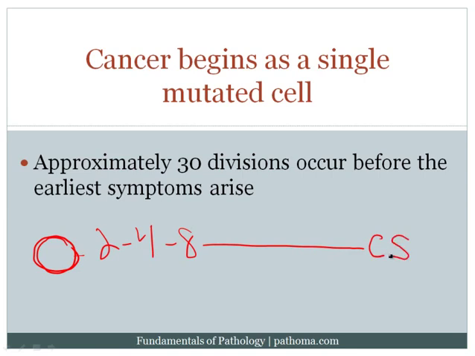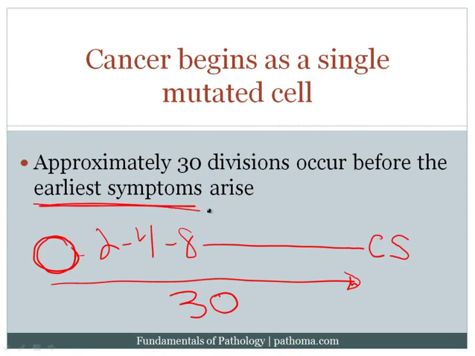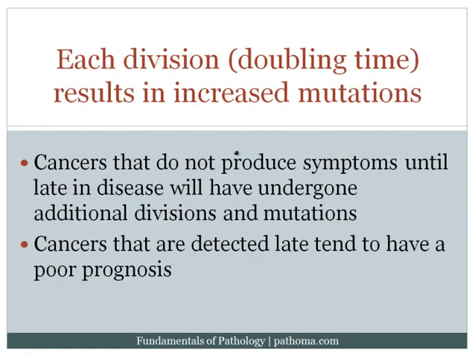One of the things that examiners like you to know is how many divisions have to occur before the average tumor reveals clinical symptoms. The answer is that there are about 30 divisions that will occur before the earliest clinical symptoms arise in cancer. So that's one important point, and that's what I've stated here. Cancer begins as a single mutated cell, and then there are about 30 divisions before the earliest clinical symptoms arise.